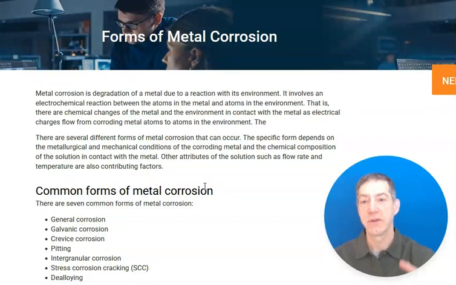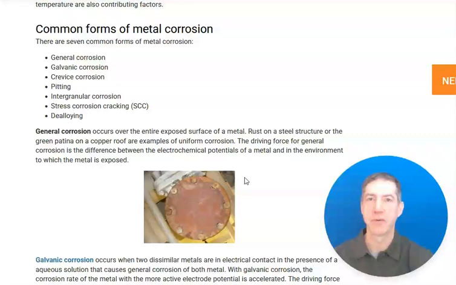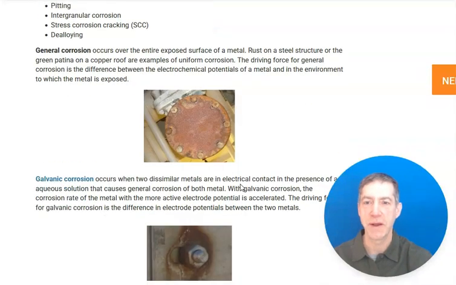So there are 7 common forms of corrosion. There's general corrosion, galvanic corrosion, crevice corrosion, pitting, intergranular corrosion, stress corrosion cracking, and de-alloying. And these different mechanisms have different appearances and different things that we can do to prevent them from occurring. So general corrosion is when we have corrosion over the entire exposed surface of a metal.